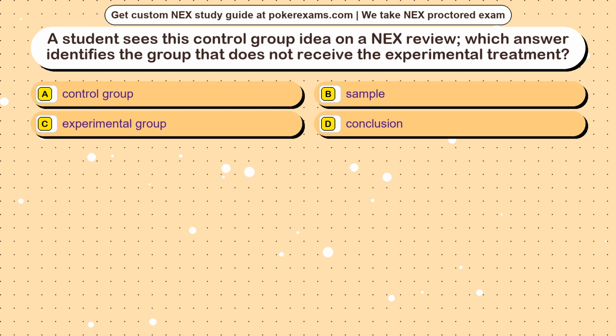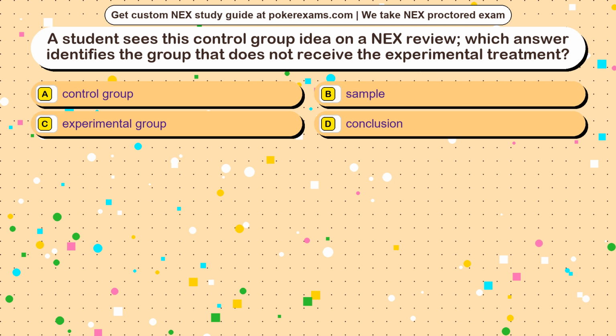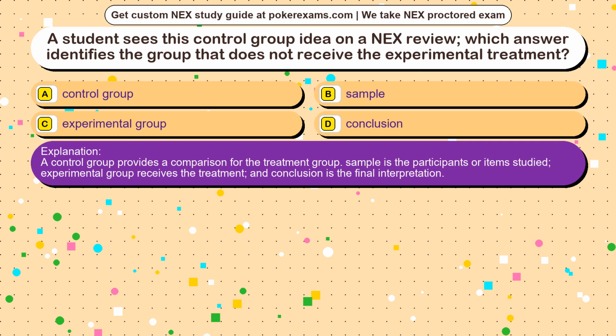Question 10. A student sees this control group idea on a next review. Which answer identifies the group that does not receive the experimental treatment? Option A, a control group. Option B, sample. Option C, experimental group. Option D, a conclusion. The correct answer is option A. A control group provides a comparison for the treatment group. Sample is the participants or items studied, experimental group receives the treatment, and conclusion is the final interpretation.